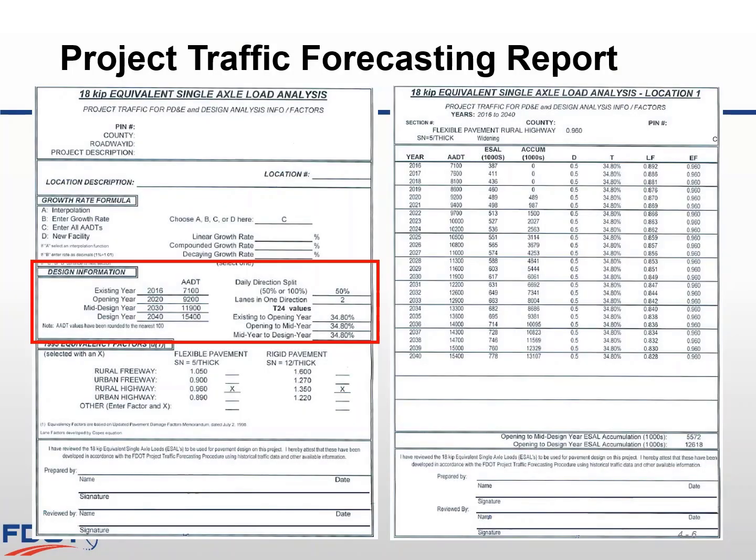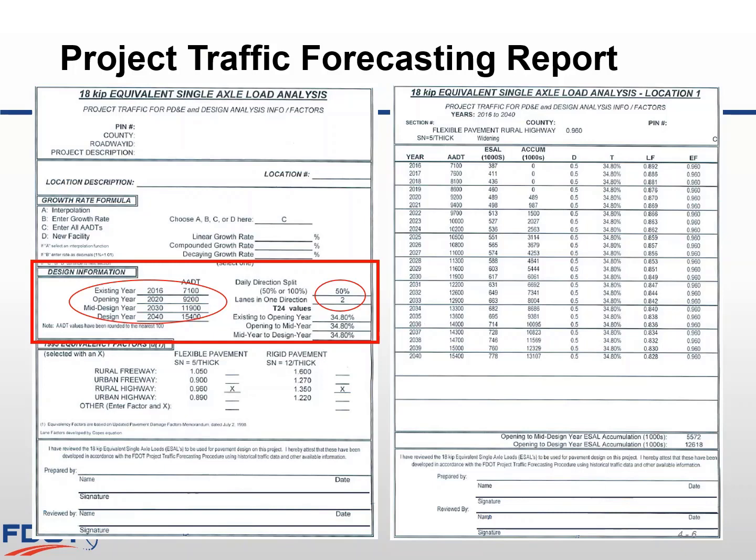On this report, you'll see design information. Here you should verify that the years shown are correct. Also verify the directional split and the number of lanes in one direction. The directional split tells us if there's traffic moving one direction or two. For traffic moving in one direction, such as a one-way road, this value should be 100%. For two-directional traffic, the value is 50%.